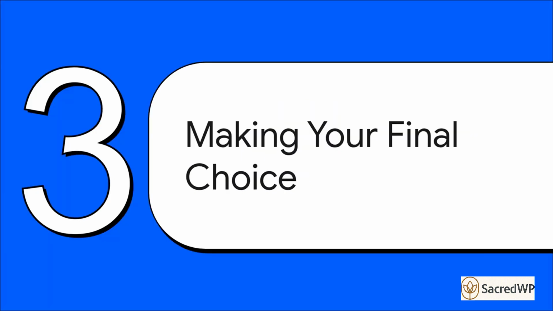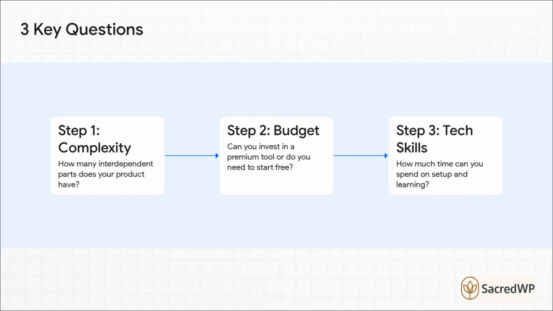So, after all that, how in the world do you actually pick the right one for your store? Let's walk through the 3 key questions you've got to ask yourself. First, really think about your product's complexity. Are we just talking about simple color swaps, or are there a bunch of parts that all have to work together? Second, look at your budget. Can you spring for a premium tool, or do you really need to start out free? And third, be honest with yourself about your tech skills and how much time you're actually willing to spend on setup.